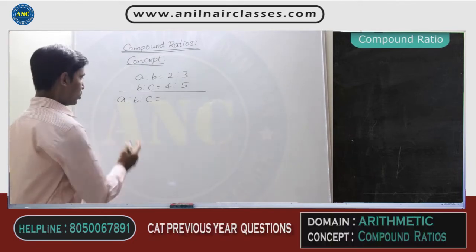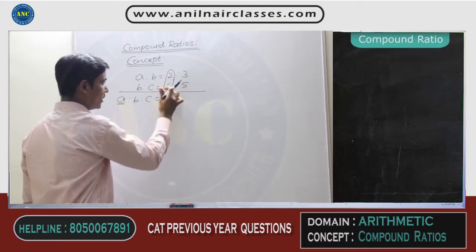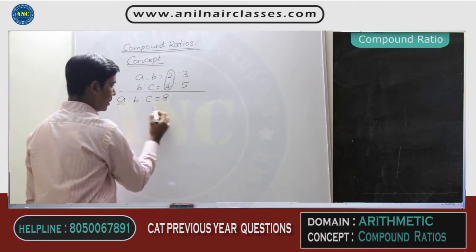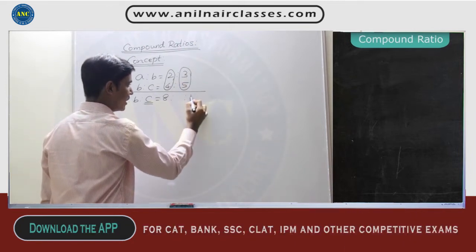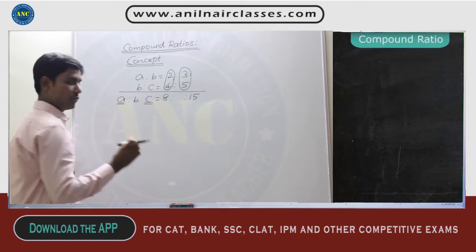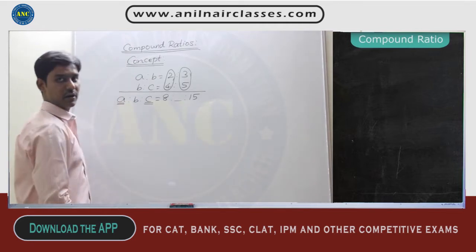Step number 1. To get the first variable, multiply all the first terms. What is 2 into 4? 8. Similarly, to get the last variable, multiply all the last terms. What is 3 into 5? 15. Now, if you observe carefully, the middle variable B is missing.